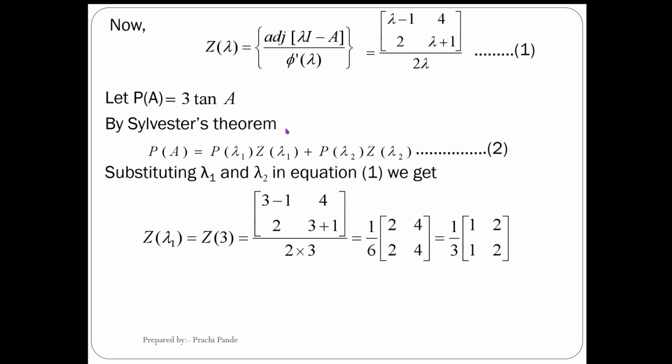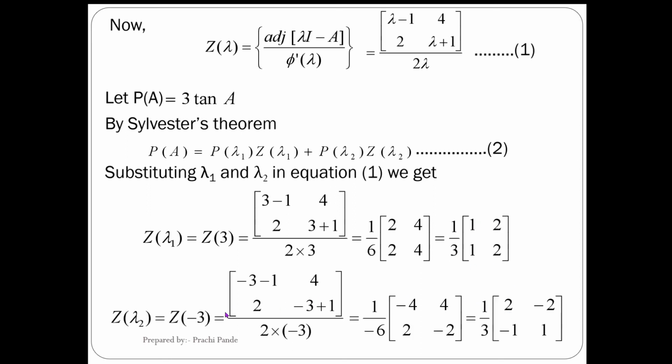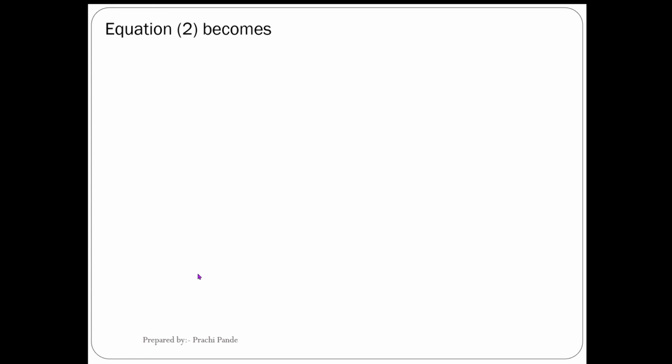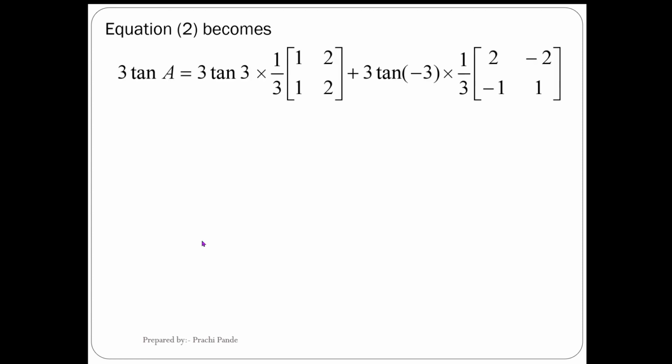So Z of lambda 1, that is Z of 3, is equal to 1 by 3 times [1 2; 1 2], and Z of minus 3 is equal to 1 by 3 times [2 minus 2; minus 1 1]. If we replace lambda by 3 and minus 3 in equation number 1 respectively, we get the values of Z of 3 and Z of minus 3. Substitute all these values in equation number 2. To get the value of P of lambda 1, we have to replace A by 3, and to get the value of P of lambda 2, we have to replace A by minus 3.